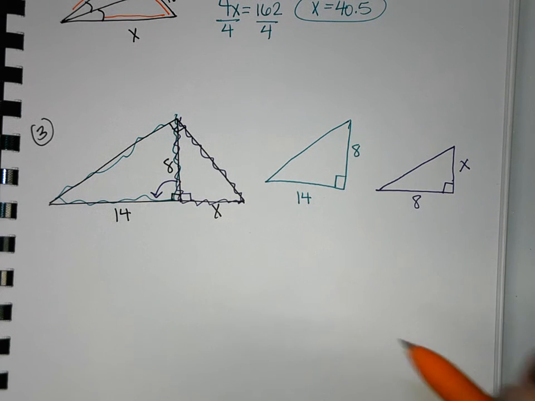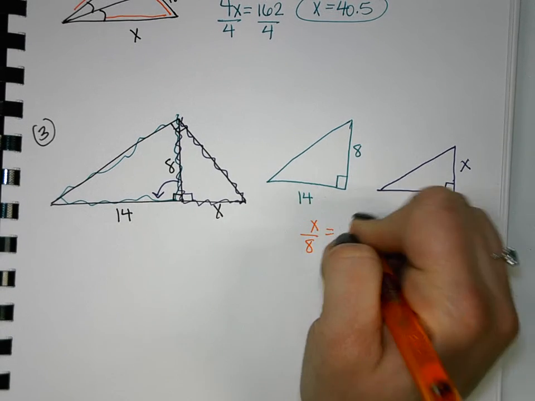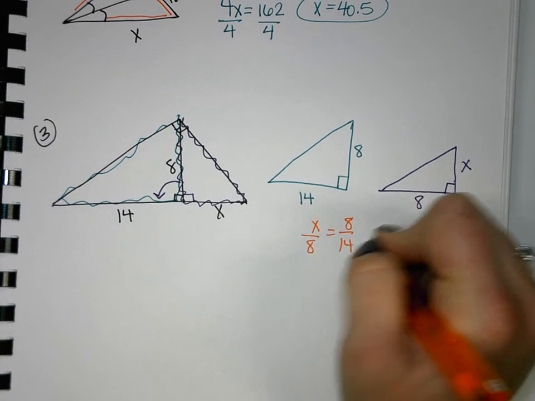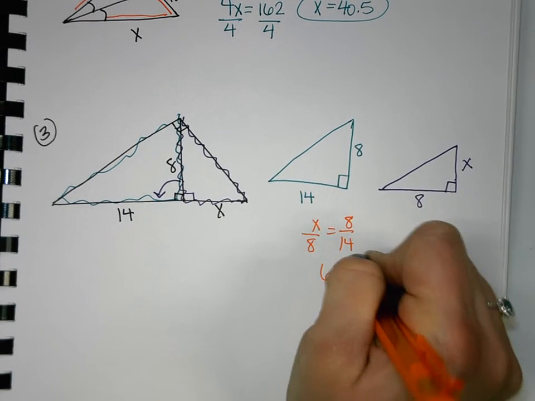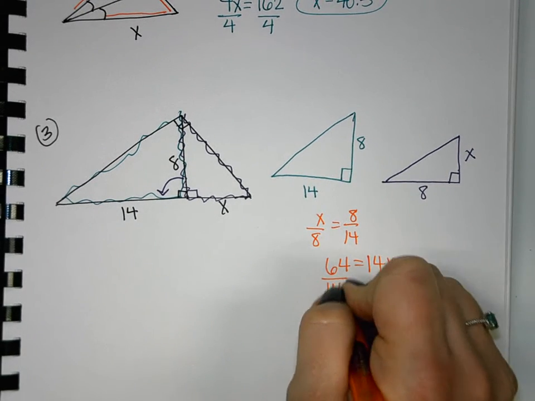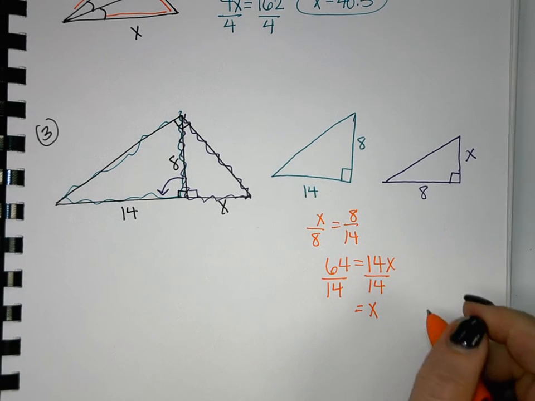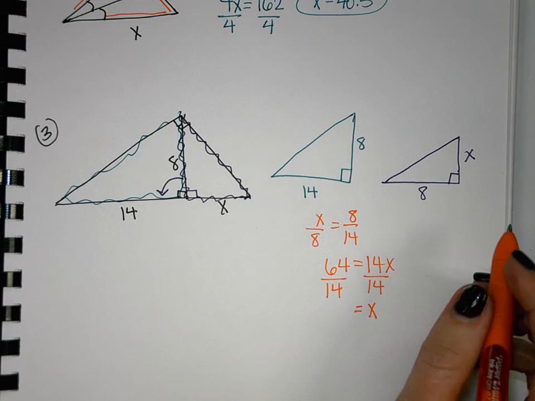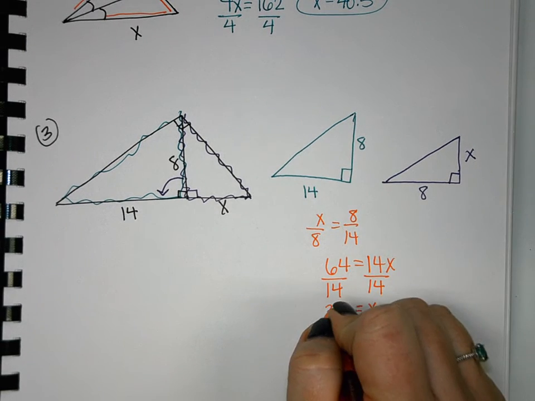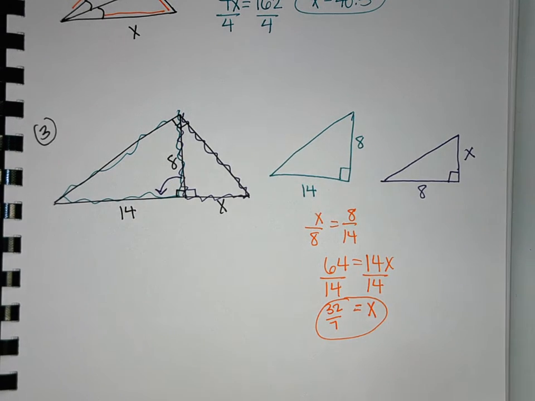Krista? X over 8 equals 8 over 14. So cross multiply and you get 64 equals 14x. And when you divide both sides by 14 here, you do not get a nice decimal. When you don't get a nice decimal like 0.5 or 0.2, something that terminates, just leave it as a fraction in reduced form. So 32 over 7 and leave it there. Unless the directions specifically say to round, don't do a decimal if it's not a nice one.